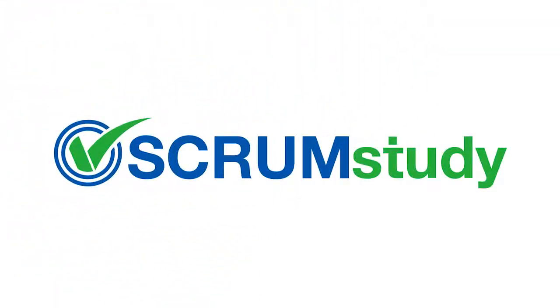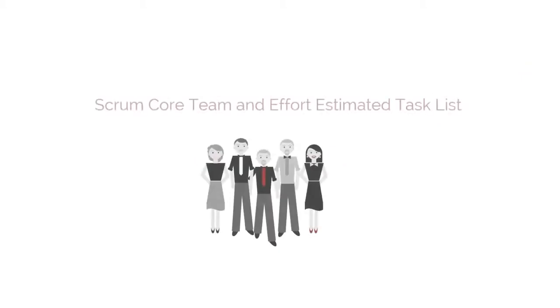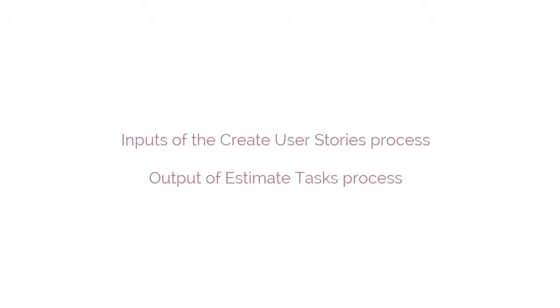Let us conclude this session by discussing the mandatory inputs, tools, and outputs of the Create Sprint Backlog process. The mandatory inputs are Scrum Core Team and Effort Estimated Task List. Please refer to the discussion on the inputs of the Create User Stories process for a better understanding of Scrum Core Team, and refer to the discussion on Output of Estimate Tasks process for a better understanding of Effort Estimated Task List.